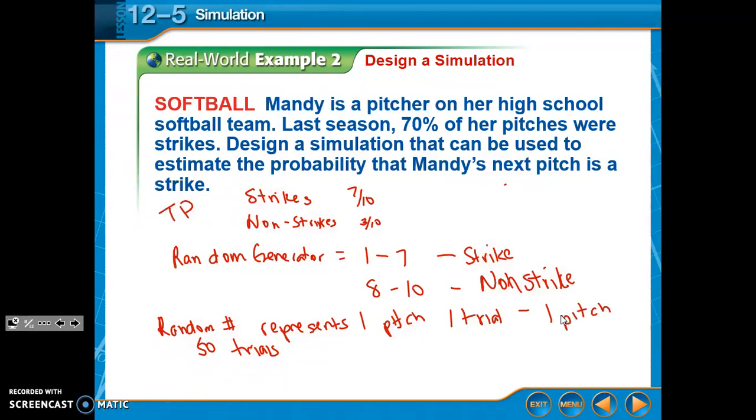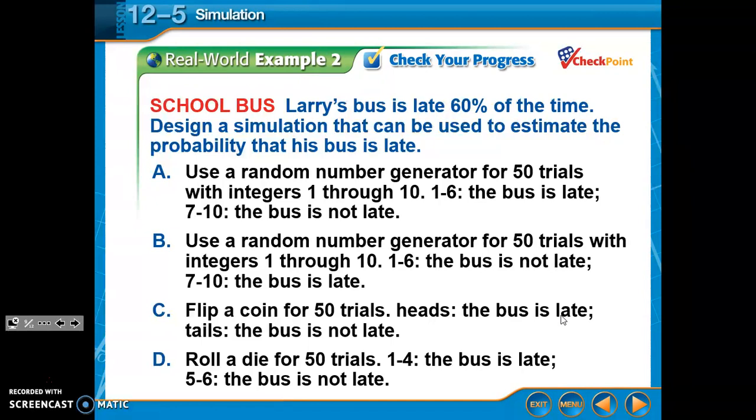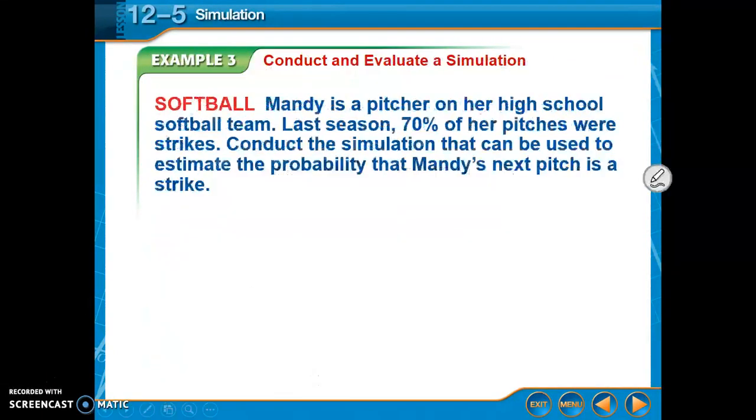You guys can probably make this look a lot more organized, but that's the gist of it. So you guys say which of these looks like an appropriate simulation for Larry's late bus. Hopefully you guys see that.